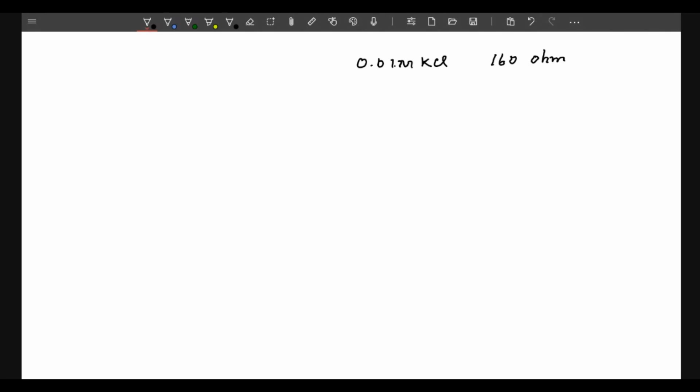0.005 molar sodium hydroxide, it has the resistance 190 ohm.